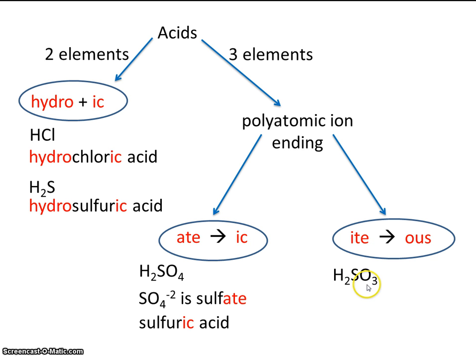This is H2SO3. You'll recognize SO3 as the polyatomic ion sulfite. Sulfite ends in ite. So let's just change ite to us. So this is called sulfurous acid. So once again, if there's 2 elements, it starts with hydro and ends with ic. If there's 3 elements, you have to look at the end of the polyatomic ion. If it's ate, we turn it into ic. If it's ite, it gets turned into us.